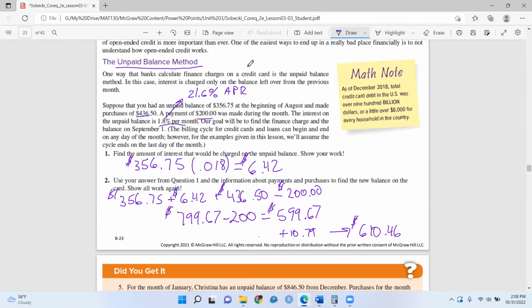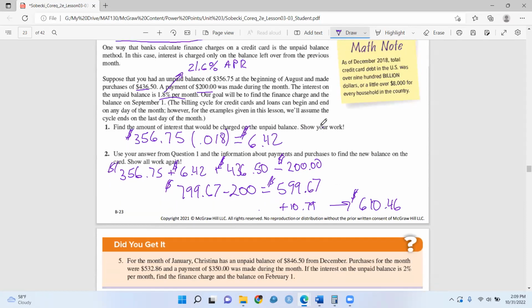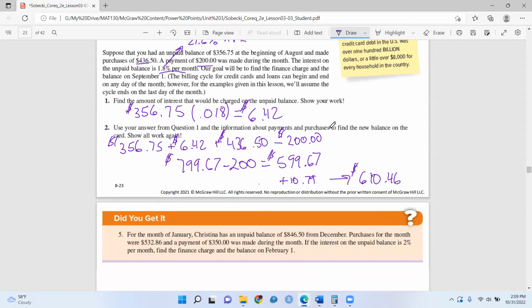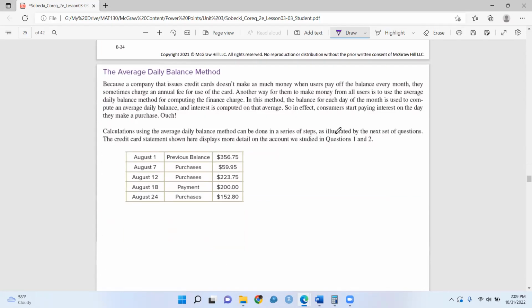Okay, unpaid balance method, not very common. Simplest for calculations. Sometimes it works out to being more, sometimes it's not. So let's look at the average daily balance method. This is the most common method. It means they start charging you interest the moment you swipe your card, and it begins compounding. That's what our author is saying here.